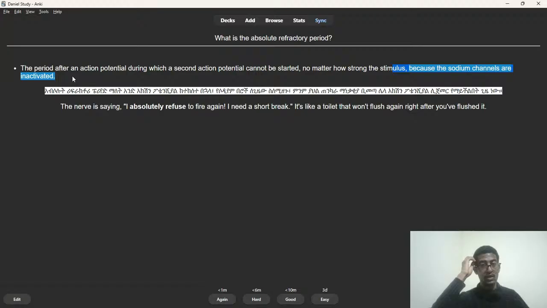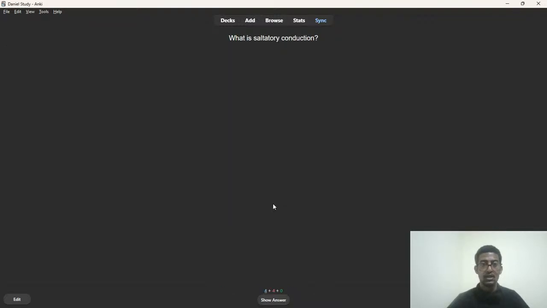So it is like flushing a toilet. It won't flush again right away, right after you flushed it. So yes.